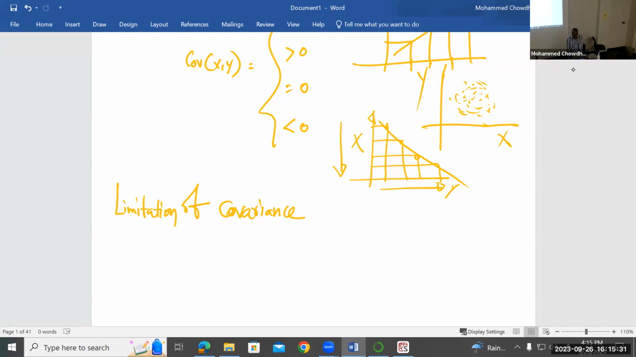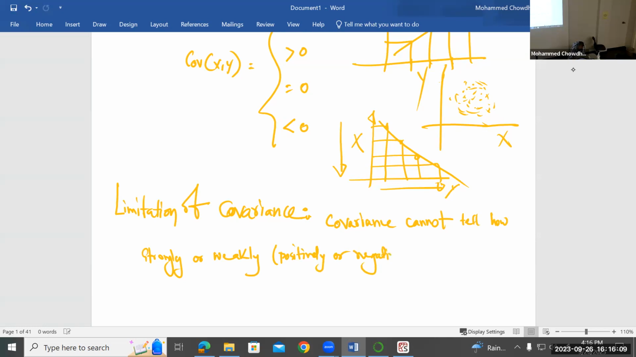Covariance cannot tell how strongly or weakly, let me write here, positively or negatively, two variables are correlated.